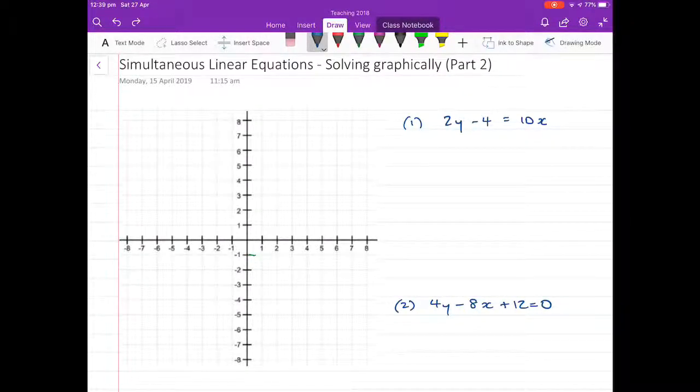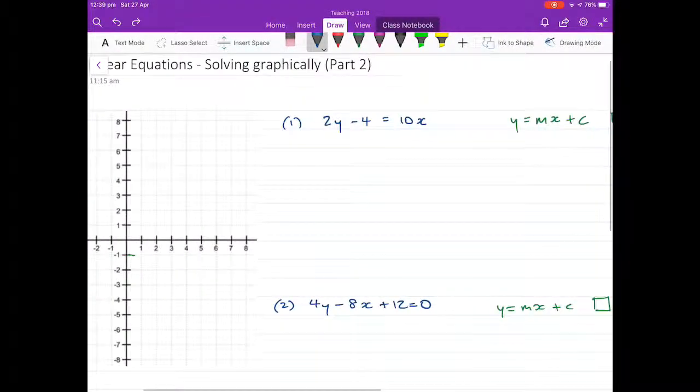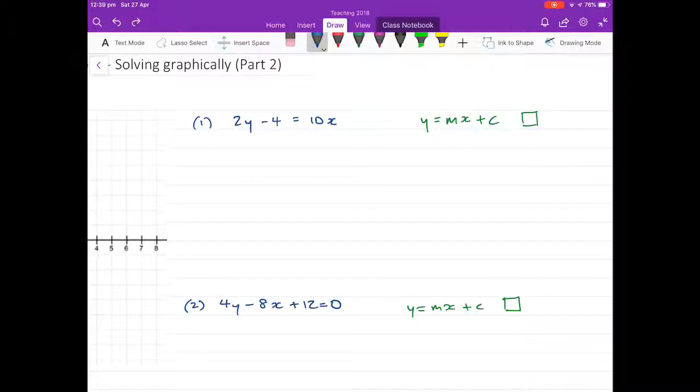Okay, welcome to part 2 of solving simultaneous linear equations using the graphical method. As opposed to part 1, where our two equations were ready to rock, being in the form of y equals mx plus c, we can see here with these ones that if we have a quick look, they don't really look how we need them to be. Is the first one in the form of y equals mx plus c? No, it's not, and that second one is definitely not either.